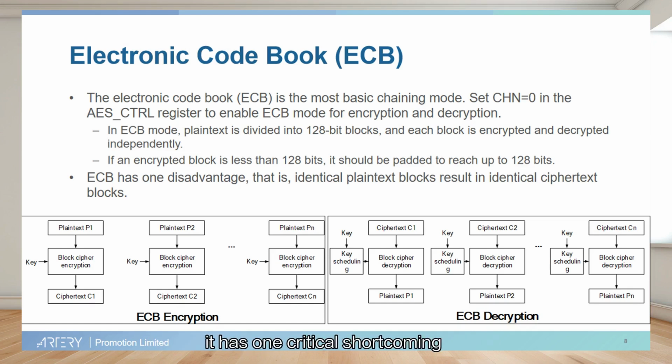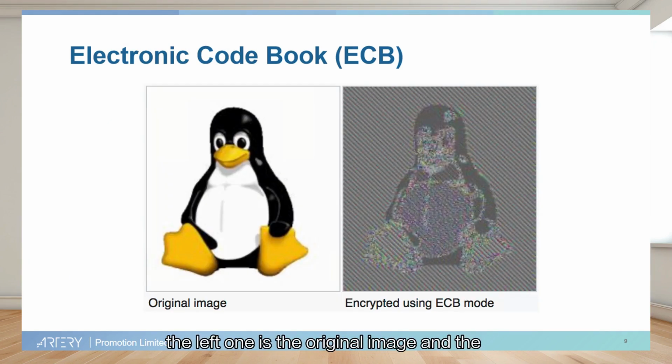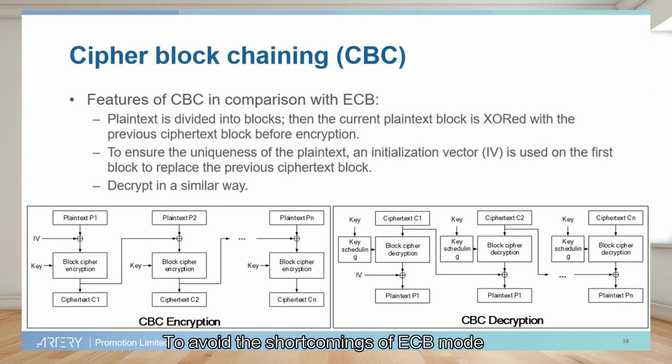However, it has one critical shortcoming, that is, identical plaintext blocks result in identical ciphertext blocks. As shown above, the left one is the original image and the right one is the encrypted image using ECB mode. The right figure retains the outline of the original image, reflecting that identical plaintext blocks result in identical ciphertext blocks. To avoid the shortcomings of ECB mode, the cipher block chaining (CBC) mode is recommended.